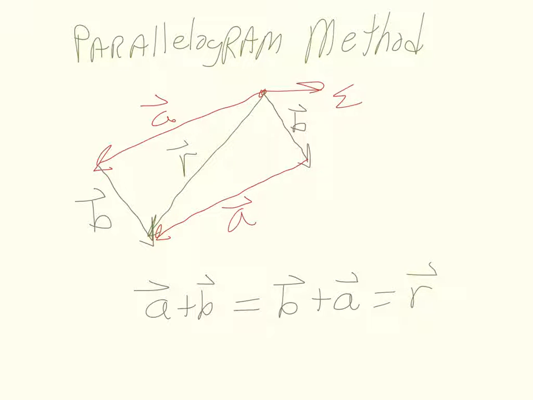So it really doesn't matter where you go in the coordinate plane. Vector A plus vector B is going to give you the same resultant as vector B plus vector A. And when you put those two vector addition problems together, it's going to form a parallelogram.